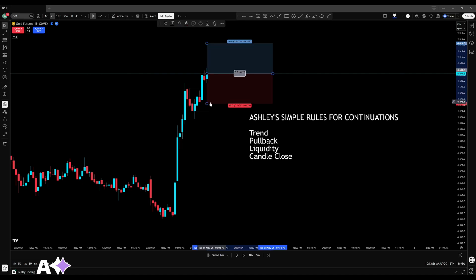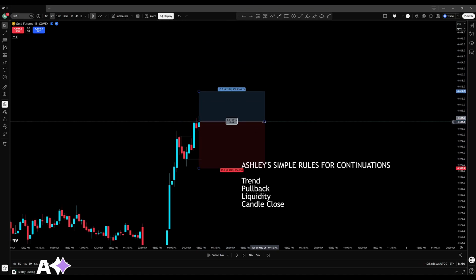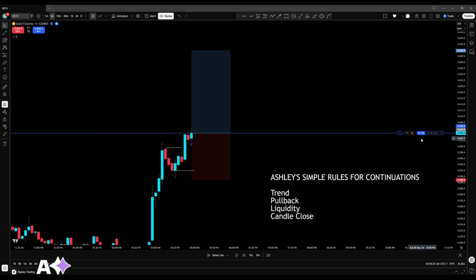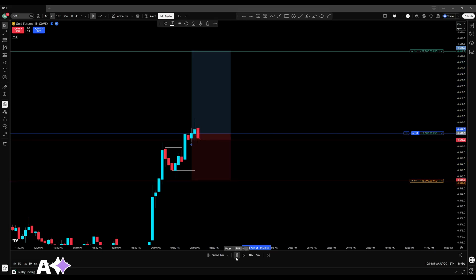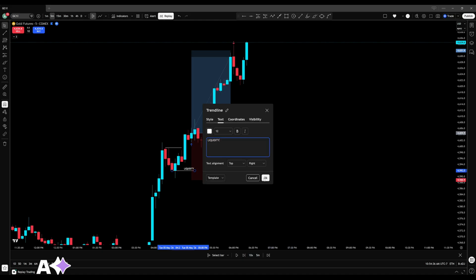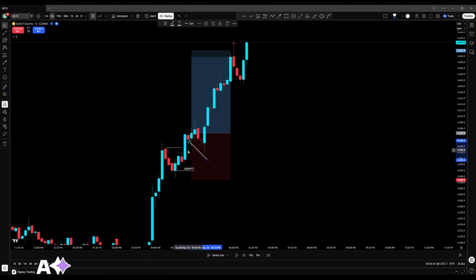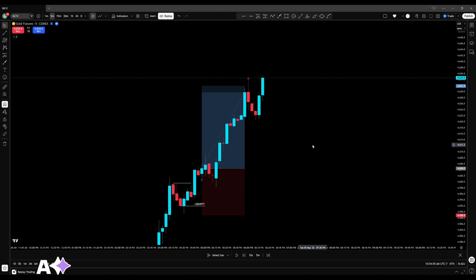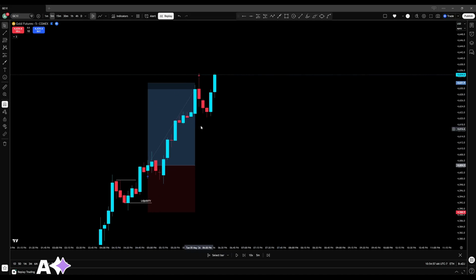Perfect. Entry right here. We'll take a buy. Perfect. Okay. So very, very simple continuation. We grab that liquidity. We had that candle close, right? We got our entry right here and we look for that 2R for that continuation. So very simple. And even just playing this chart, what do I notice immediately?